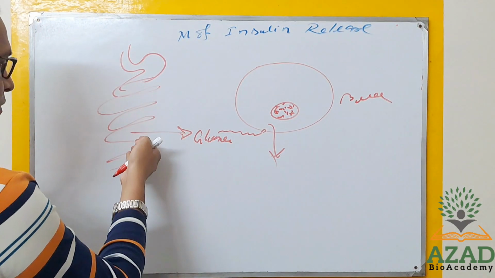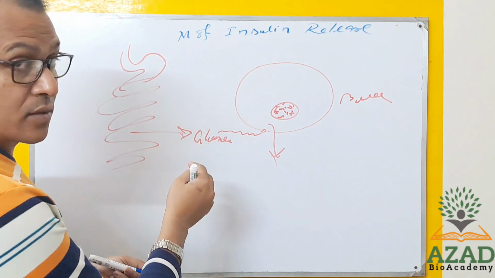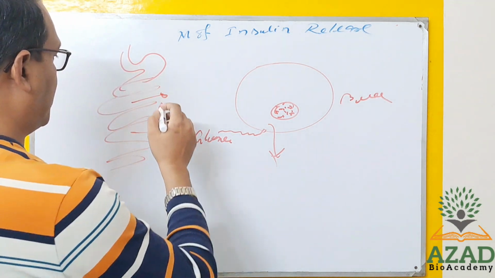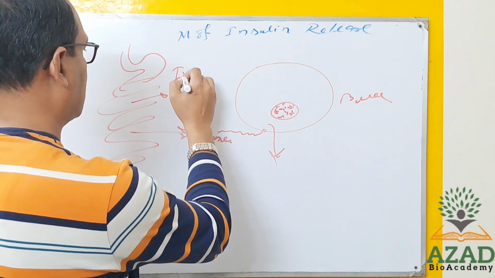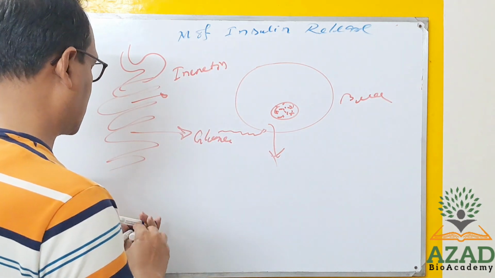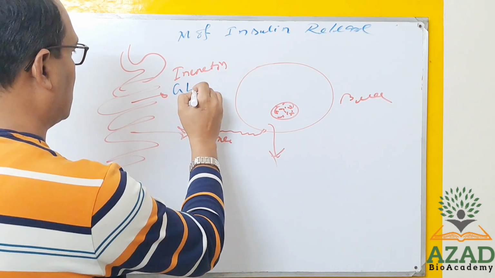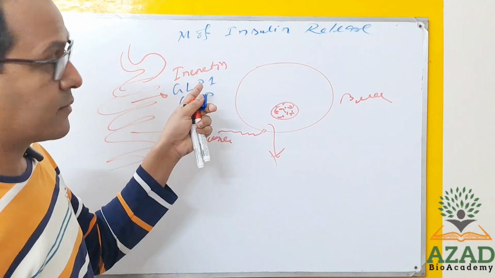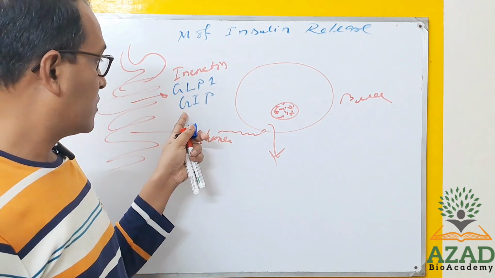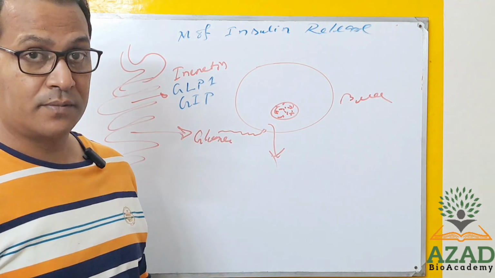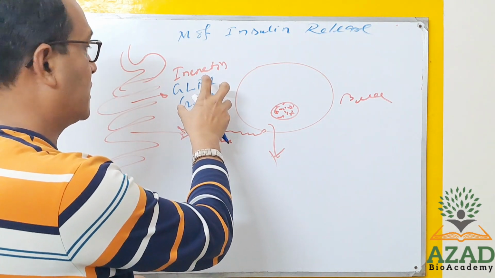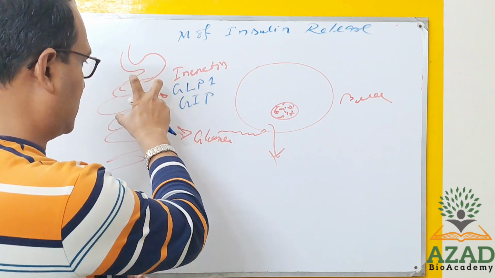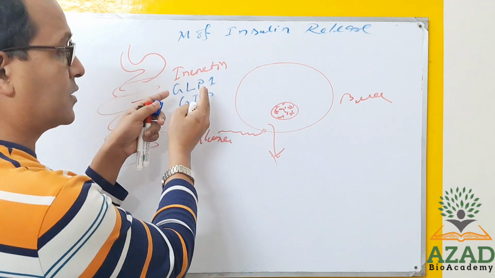Another one is that when you take food, your gut, the internal part of the GI tract, will release a particular type of peptide, that is incretin. These incretins are basically GLP-1 and GIP, that means glucagon-like peptide and glucose-dependent insulinotropic polypeptide. These are the incretins. When you take food, your gut, your GI tract, will produce them.